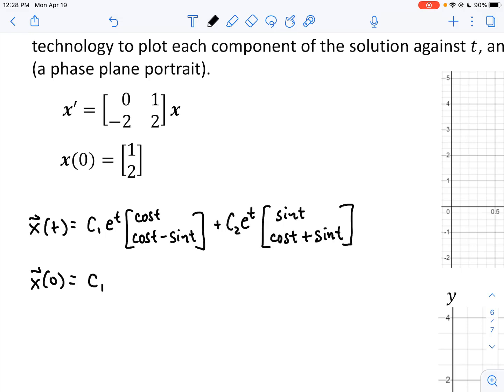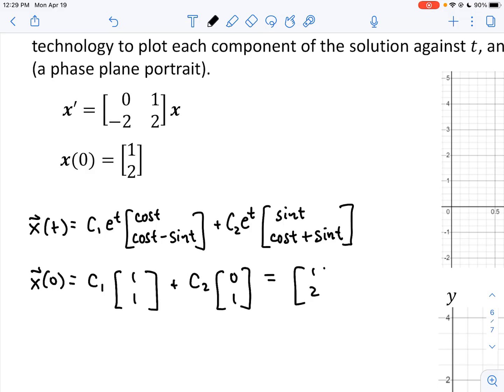So we have a c1 in front. E to the 0 is 1. Cosine of 0 is 1. So we have a 1 up there. Sine of 0 is 0. Cosine of 0 is 1. So we have a 1 down there as well. And, okay, looks good. Plus, in the second vector, c2, e to the 0 is 1, so that we don't need to write that. The sine of 0 is 0, and cosine of 0 is 1, so we get a 1 down there.